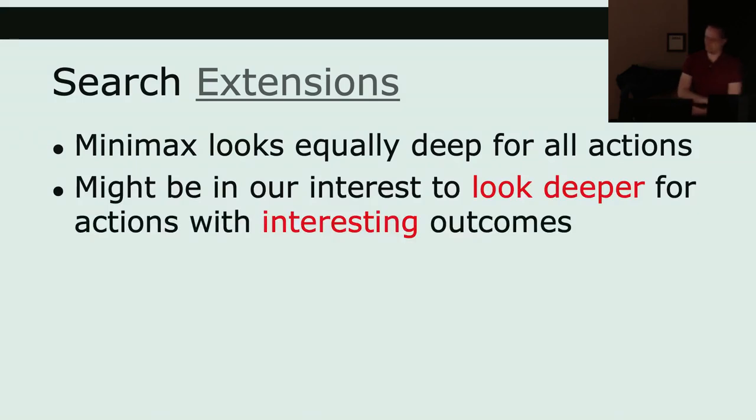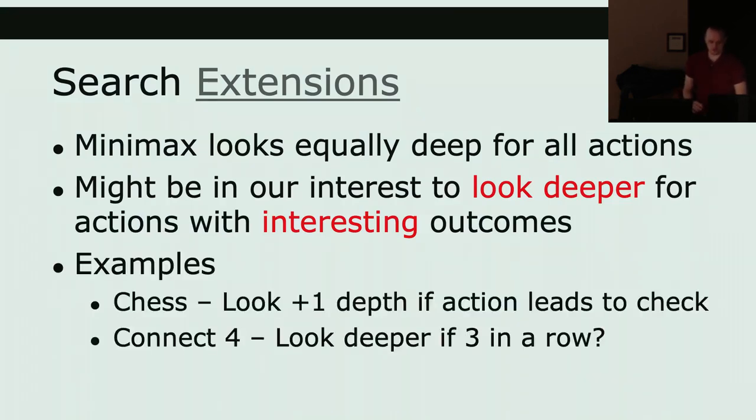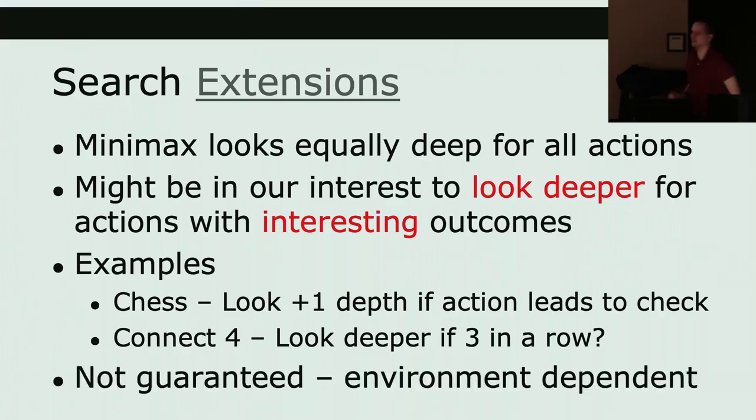So it might be in our interest to look deeper for actions with interesting outcomes. If something interesting has happened, for example, if I have an action which leads to a check, maybe I say, for that action, look one depth deeper, or however much deeper, because it may be more important to look there than at the action where I just lost a piece. Or in Connect 4, maybe if someone has a 3 in a row or a 2 in a row, I could look one depth deeper. Maybe that would be advantageous. And again, it's not guaranteed. It's just something that could impact it. In chess, it definitely does impact it. I've never tried it for Connect 4.